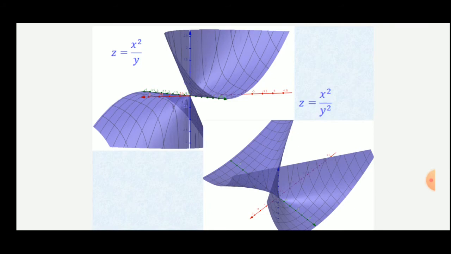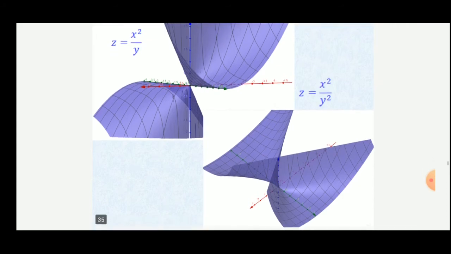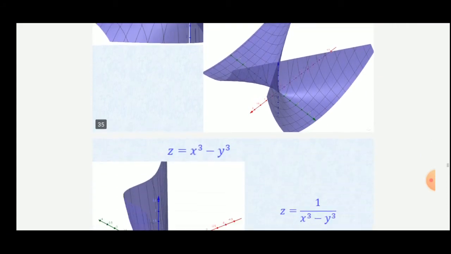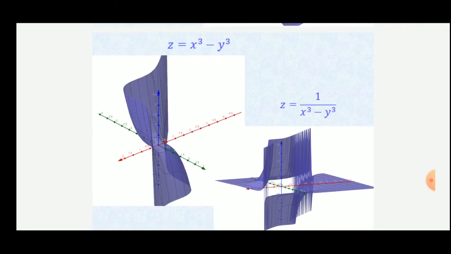That means along the x-axis, because y is 0 along the x-axis. So try to imagine the graph. The next function is z equal to x cube minus y cube. It is an algebraic function, a polynomial function, so it is continuous everywhere. The next one is 1 upon x cube minus y cube. It will not be defined if the denominator becomes 0. Try to simplify when the denominator will be 0.